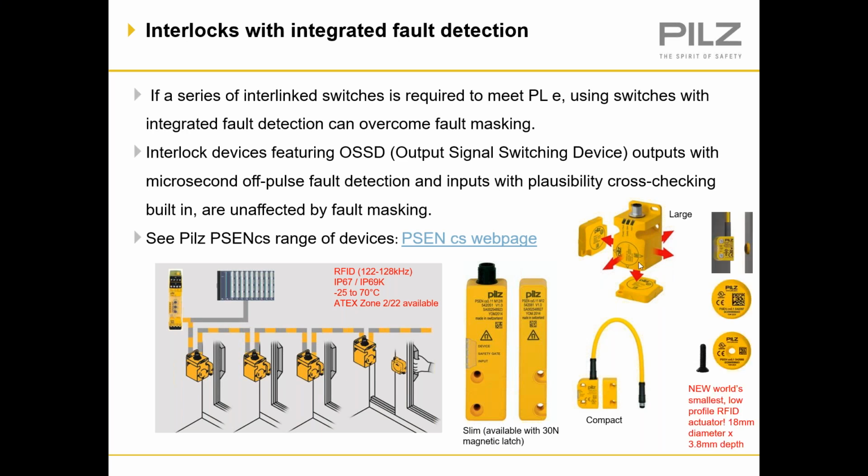And we've also released the world's lowest profile actuator, which is 18 millimeters in diameter and just 3.8 millimeters deep. And this is retained with an adhesive, and if you were to peel it off, then it would destroy the actuator so that it can't be used.